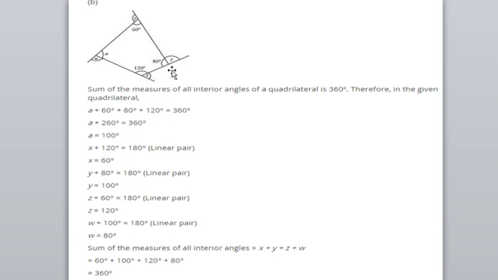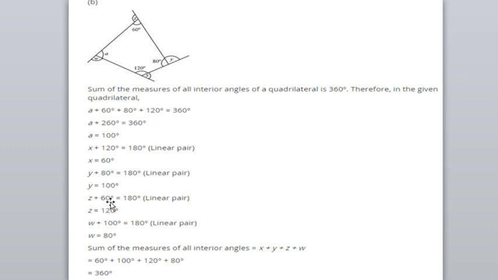Then next for Y. Now 80 and Y are in linear pair. It means Y plus 80 degree equals 180 degree. Then Y equals 100 degree.